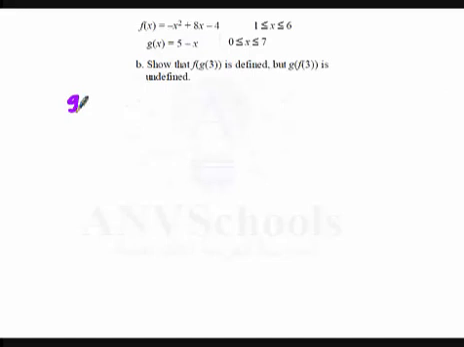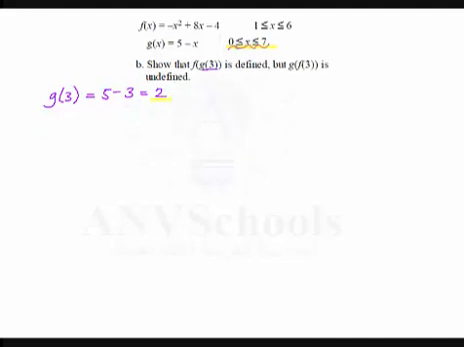So our g of 3 first. Notice that the number 3 here is still in the domain of 0 to 7. So we're going to find out if that is defined. So what is our g of 3? That's equal to 5 minus 3. That's equal to 2. So I'm going to highlight 2 here.